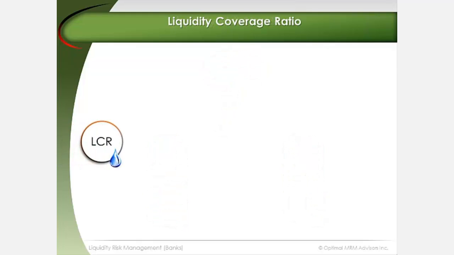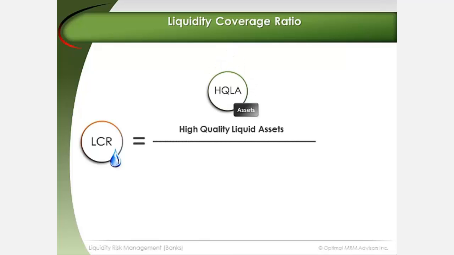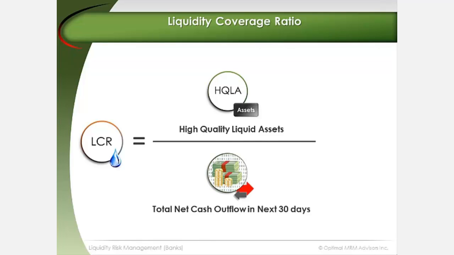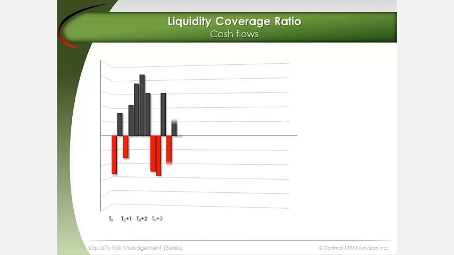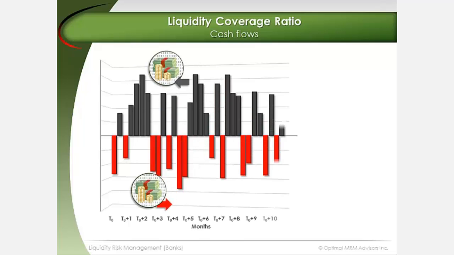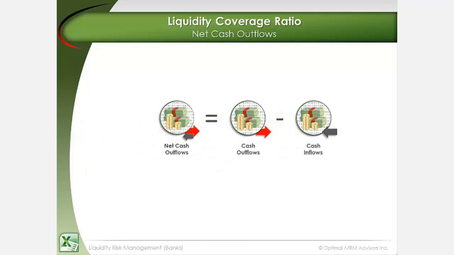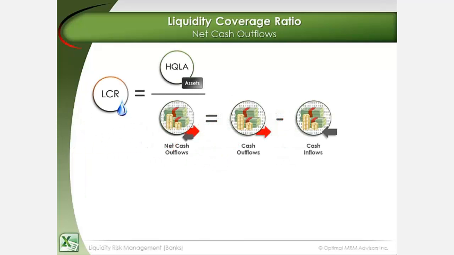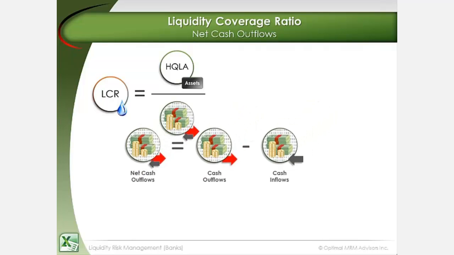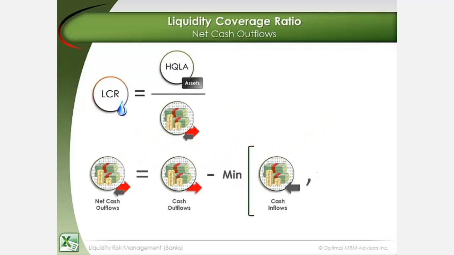The Liquidity Coverage Ratio is calculated as a ratio of a bank's stock or pool of high-quality liquid assets and its total net cash outflows projected over a 30-day period of liquidity stress. The LCR standard requires banks to calculate their cash inflows and outflows over the next 30 days. Under the LCR standard, the aggregate amount of inflows that can offset outflows is capped at 75% of expected cash outflows.